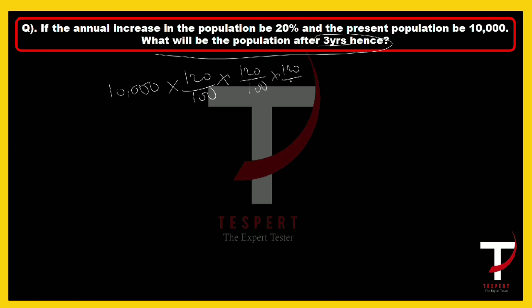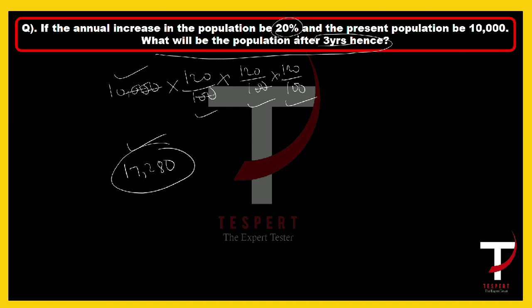If we were asked to find out for 4 years, then we would consider one more value. But here only 3 years, so we must take only three cases. This is the first year, this is the second year, this is the third year, and this is the present population. So cancel all the zeros and calculate. You will get the population after 3 years as 17,280. So this is the population after 3 years with 20% increase every year.